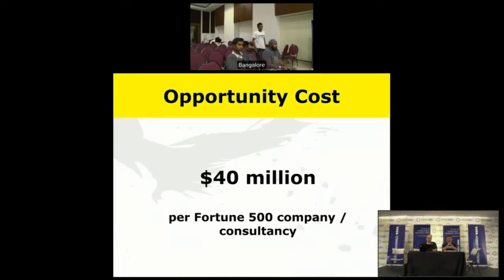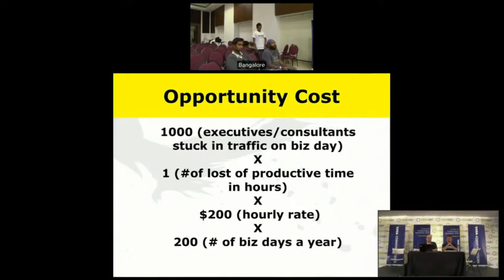Our calculation is based on a number of figures. For example, we assume that there's an average of 1,000 executives. They lose, let's say, an hour a day stuck in traffic. At a $200 billable or productive hour, and 200 business days a year, we're looking at $40 million. So how do we recover this valuable time?